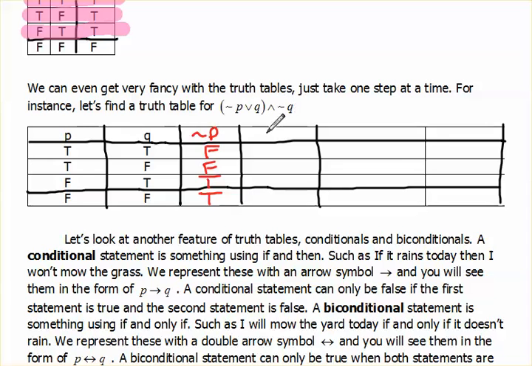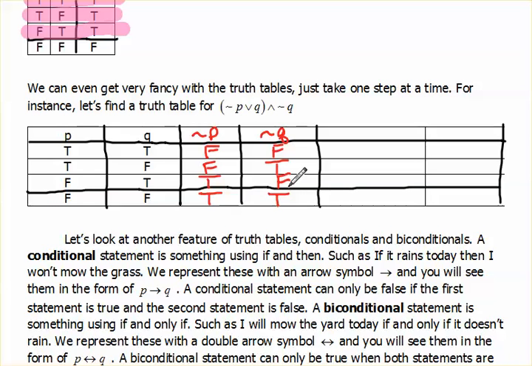I'm also going to be using a not Q in some of this. So let's go ahead and get a column for not Q so that we can look at that too. So again, not Q is the exact opposite of Q. So where Q is true, not Q will be false. Where Q is false, not Q will be true, and so on and so forth.